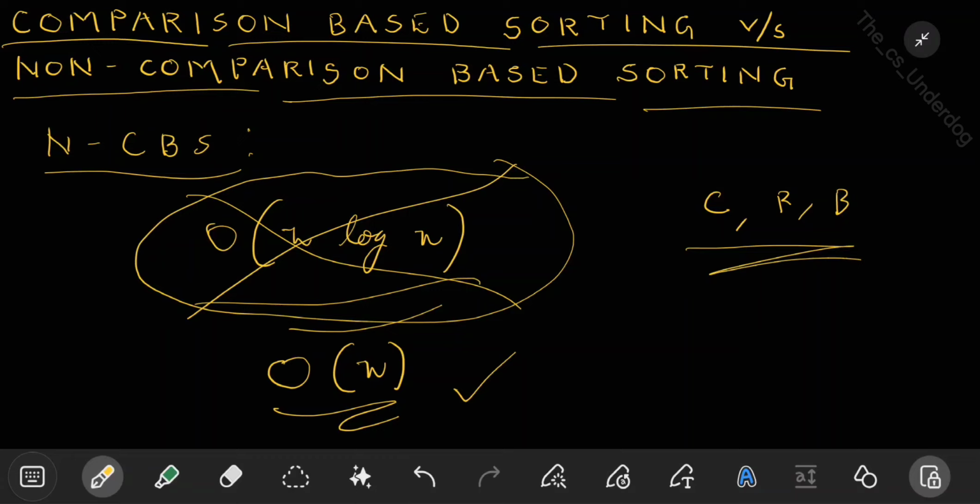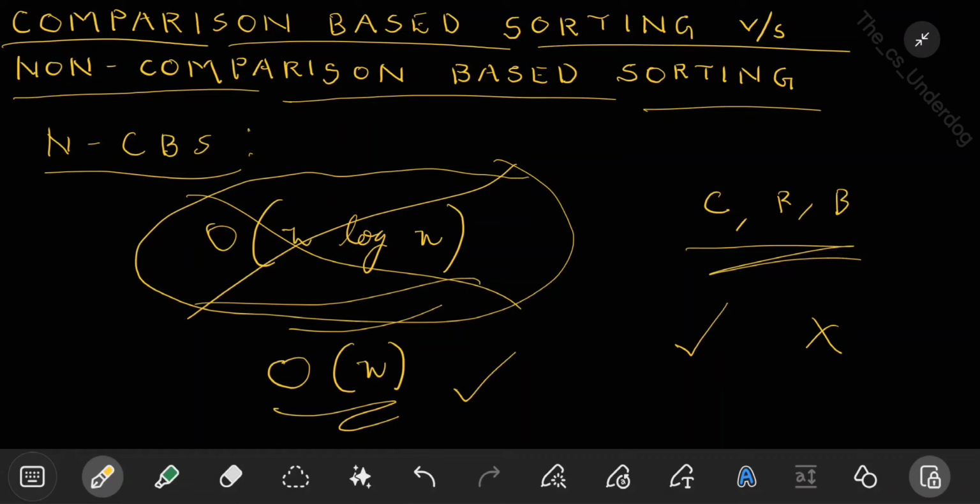Another point is, are they stable? So in case of comparison based sorting, we said some are stable, some are not. So coming to non-comparison based sorting, it is right to say that it's generally not stable, but the point is you can design these algorithms to be stable. So again, we'll see this point when we reach there.